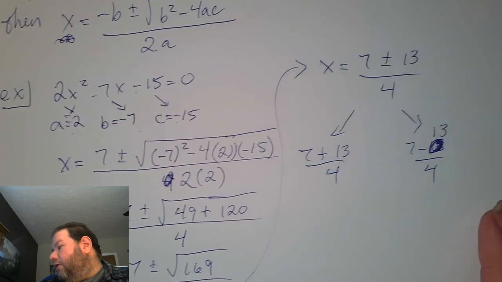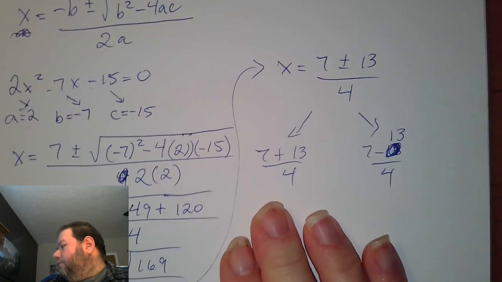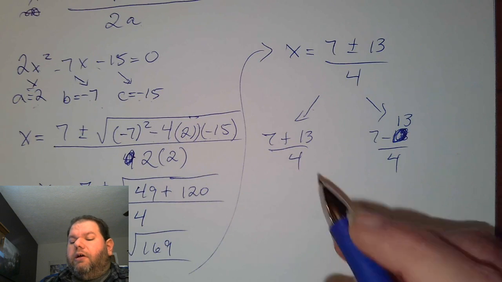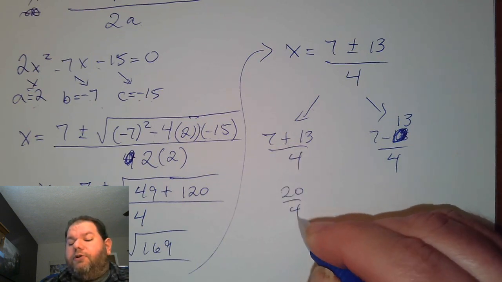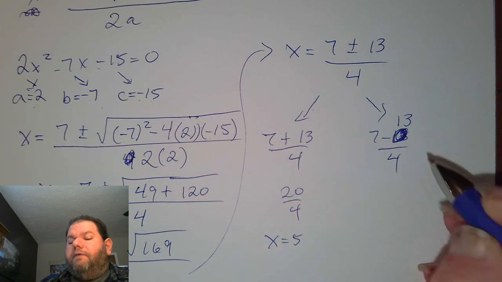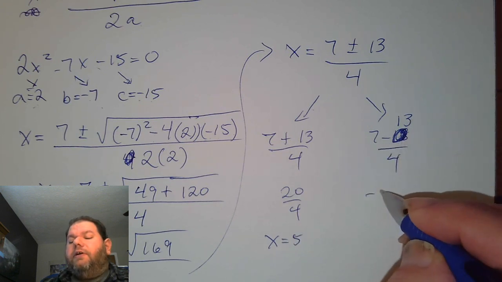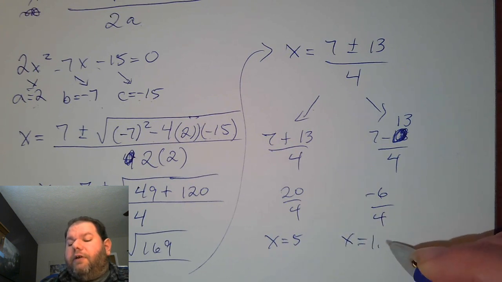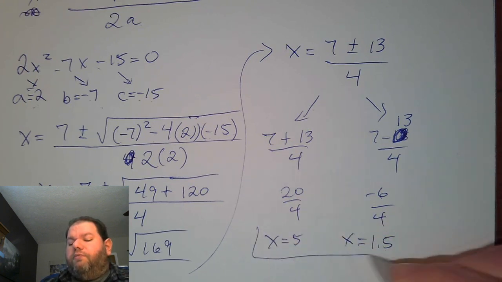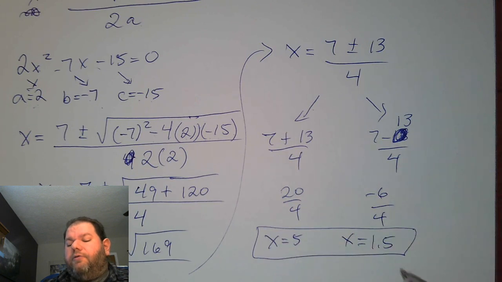5 and negative 1.5? I believe so. This is definitely 5, because 7 and 13 is 20 divided by 4, which, x equals 5. 7 minus 13 is negative 6 over 4. Yeah, that would be negative 1.5, correct. And we could write that as a decimal or a fraction. Either way is acceptable.